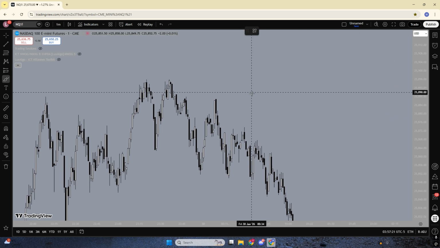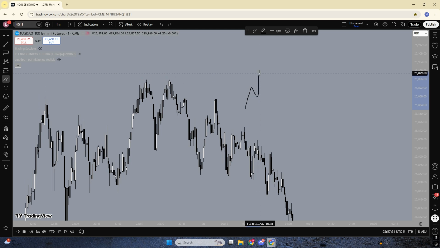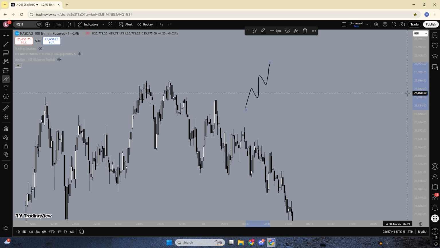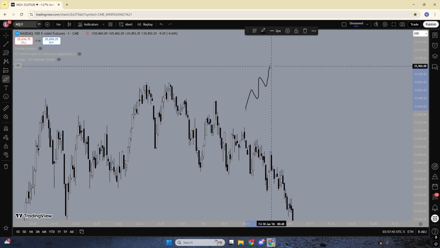What is break of structure? Last time we talked about trends, right? A lower low, higher high, higher low, higher high, higher low, higher high. A break of structure is when, for example, we're going in an uptrend and it creates a higher low and then a higher high and then it breaks below this low, and that's called a break of structure.